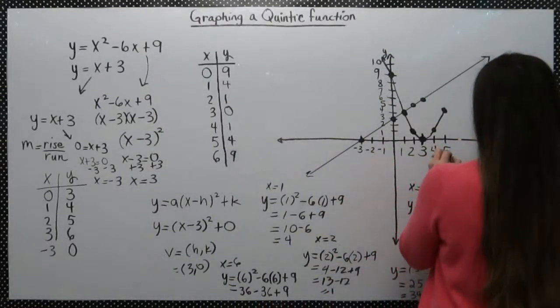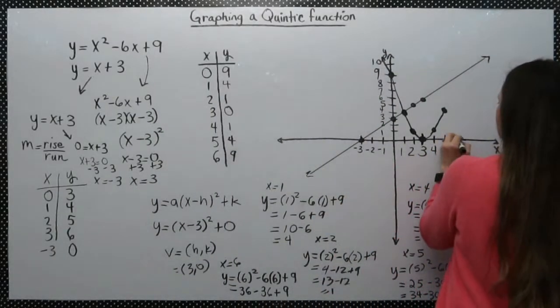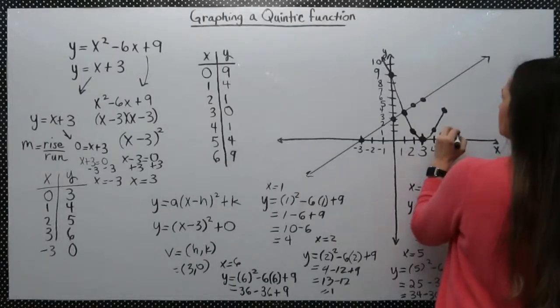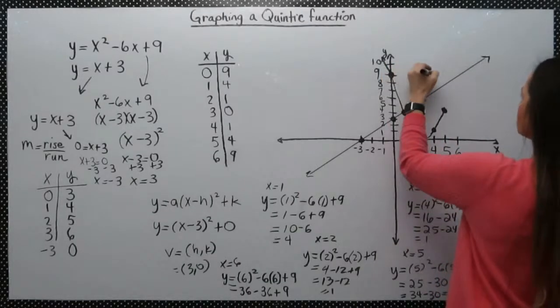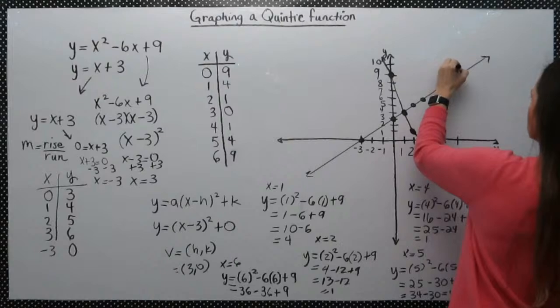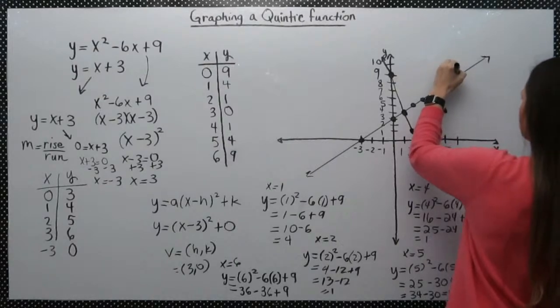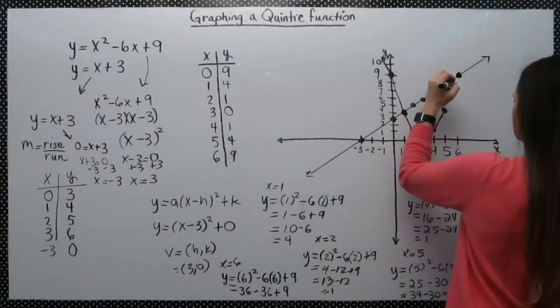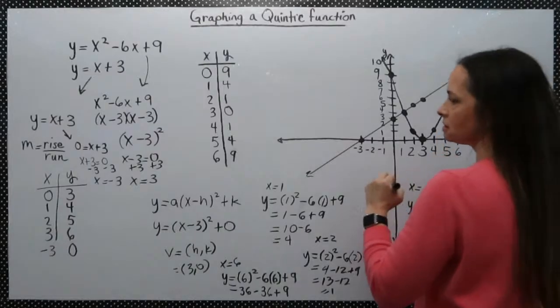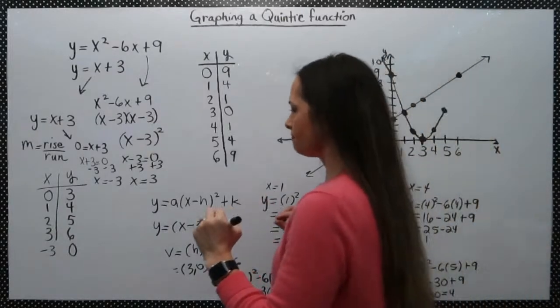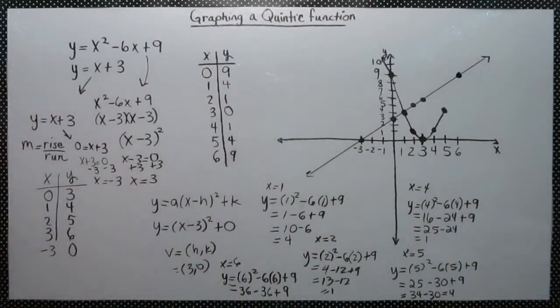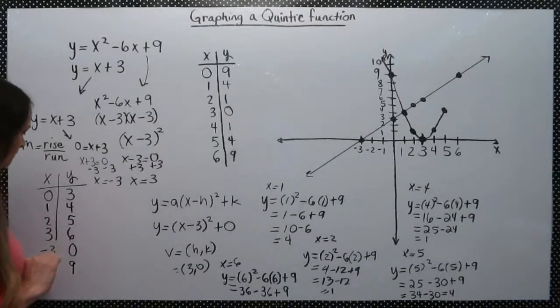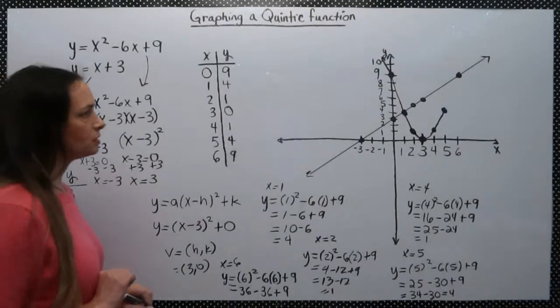So let's see if I can get it a little bit more accurate. Again, it's just a rough sketch. So wait, it looks like it might be right on the line. So I'm just curious. We're going to plug in our function here, our line, at x equals 6. And we get 9. So we've got those 2 points in common.